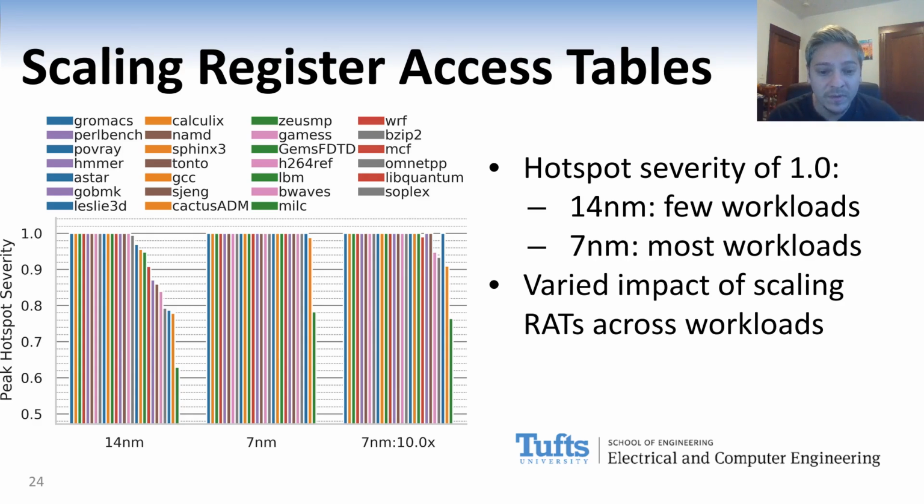And then on the right, what I've shown is the results of the 7 nanometer processor with a register access table that is scaled by a factor of 10x. What we see is that for some workloads, it does indeed reduce the hotspot severity, but its effectiveness varies from workload to workload. So while scaling the register access tables did help, it did not help in all cases. So dynamic techniques that will affect multiple units at a single time are necessary.